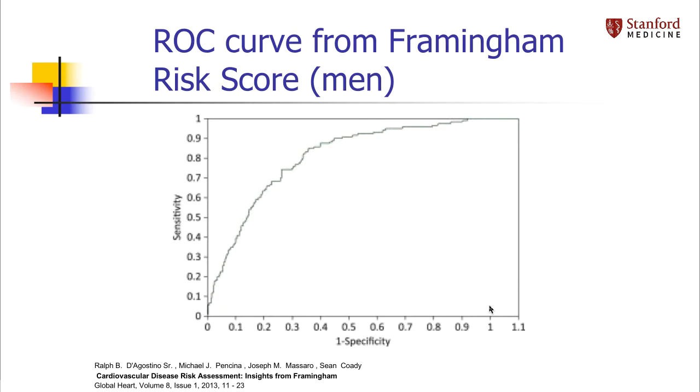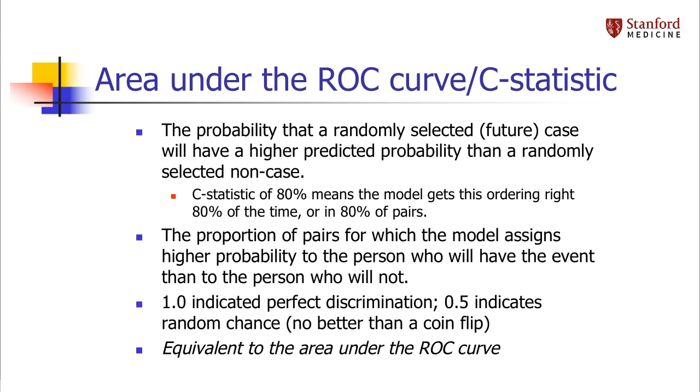Here's the ROC curve from a particular study which applied the Framingham risk score to some men and saw how well did it discriminate people who got heart disease and people who didn't. And it does a pretty good job. The area under the ROC curve here is somewhere in the high 70s. As we've talked about, the ROC curve reflects the sensitivity and specificity of different cutoffs of the predicted probability.